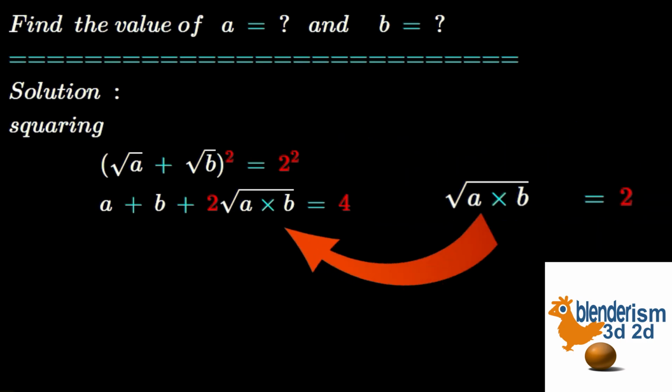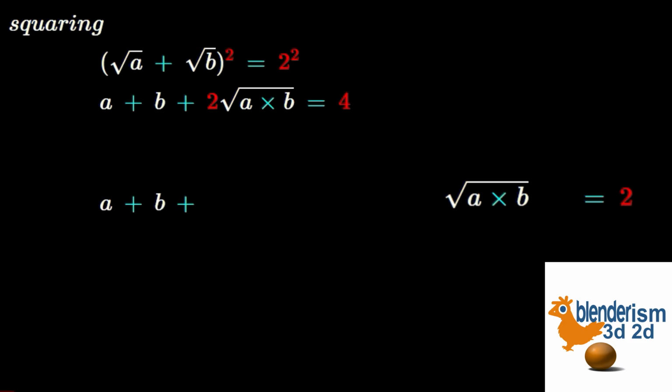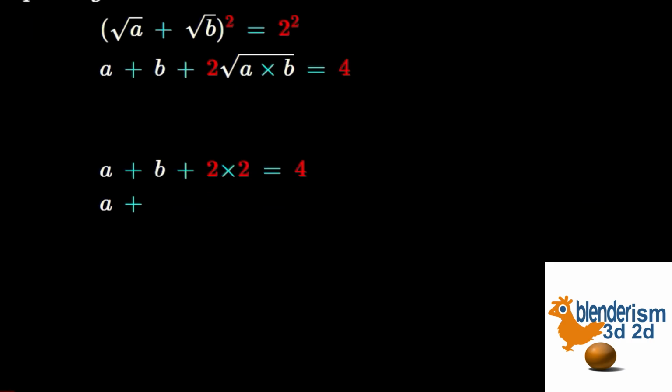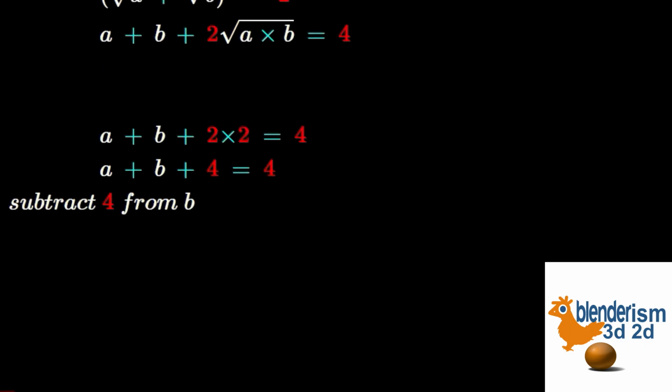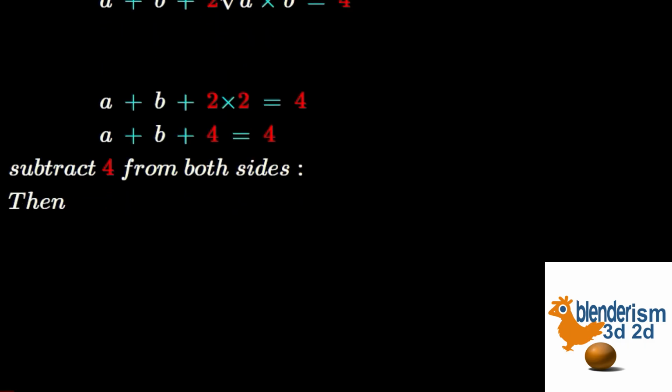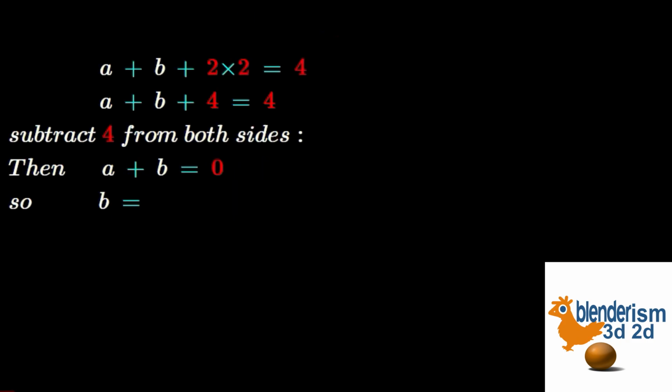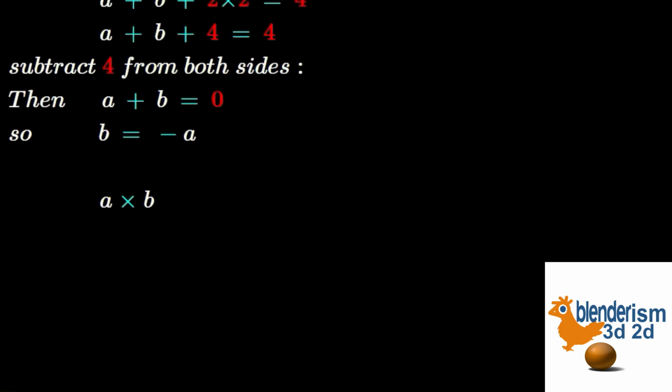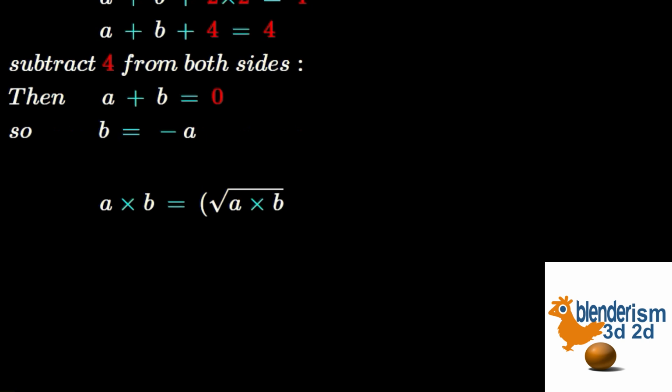A plus b plus 2 times 2 is equal to 4, so a plus b plus 4 is equal to 4. Subtract 4 from both sides, then a plus b equals 0, so b equals minus a. Now we know that a times b equals square root a times b, squared, equals 2 squared, which equals 4.